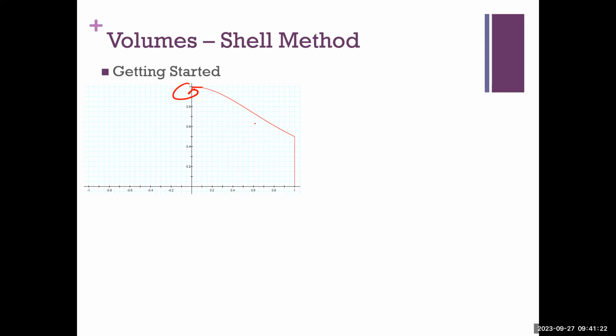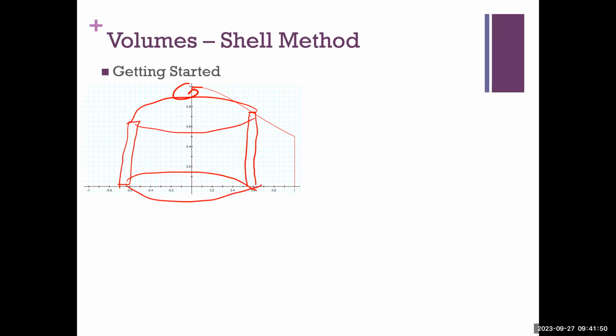So the way the shell method works is this. I am still going to set up rectangles because that is where most things in integration start. But now if I take this rectangle and revolve it around the y-axis, what is that going to give me? It involves circles, but it's a three-dimensional thing, right? It's a cylinder, but it's very, very hollow, right?